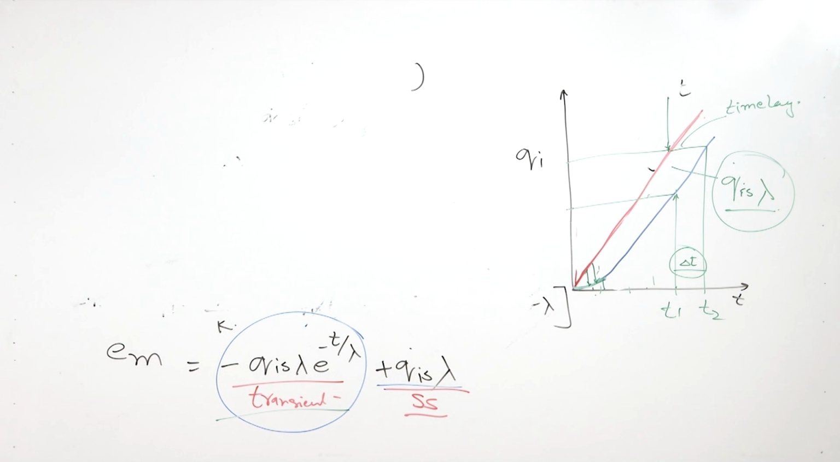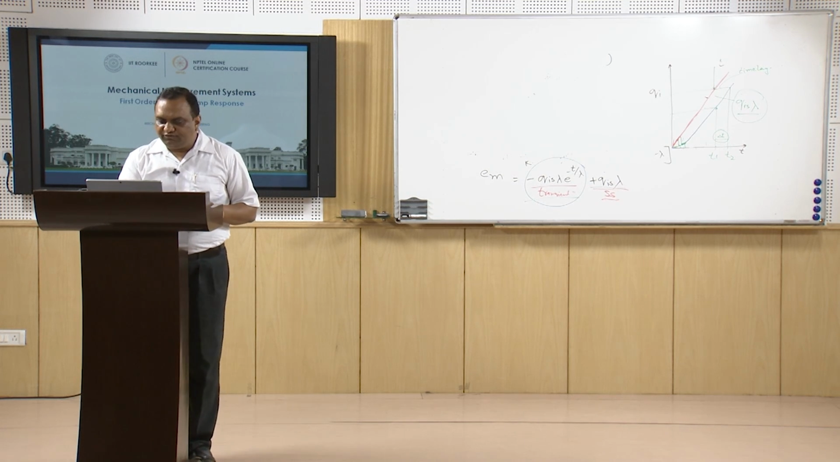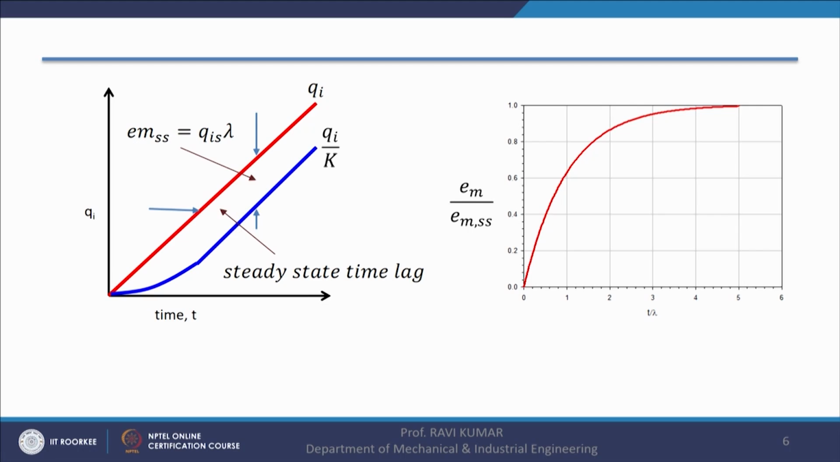Now regarding this error in measurement, the same thing is shown in this graph. This is error in measurement divided by error in measurement at steady state, and this is increasing, and the ratio is attaining a value of 1 at approximately t equal to 5 seconds. It is not t by lambda, it is t only.